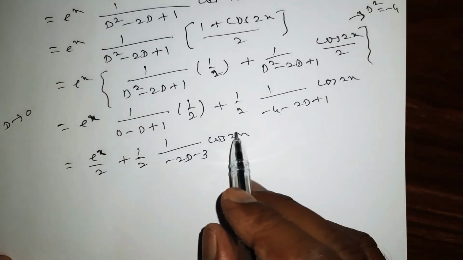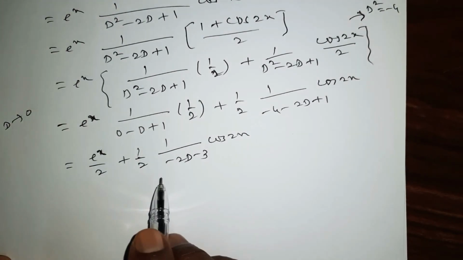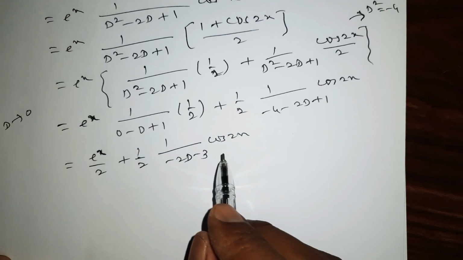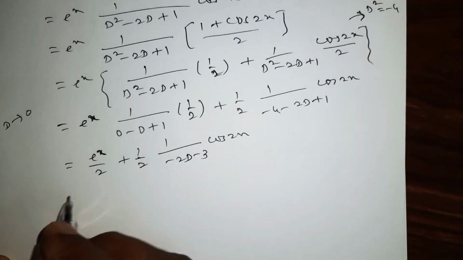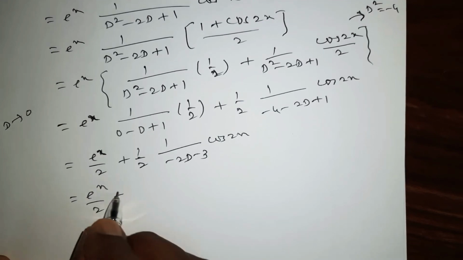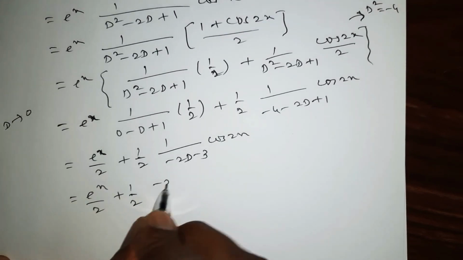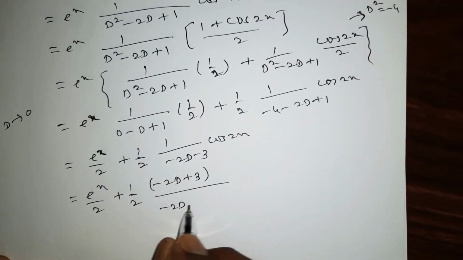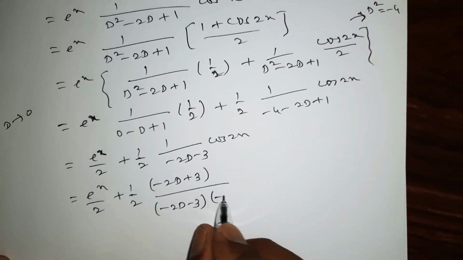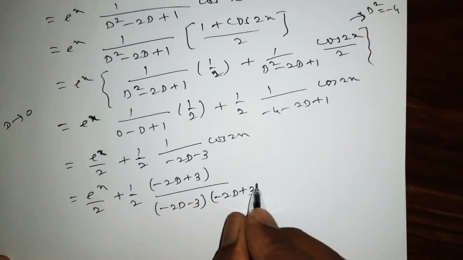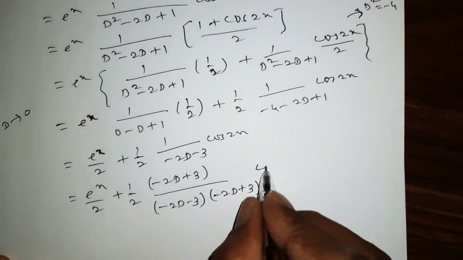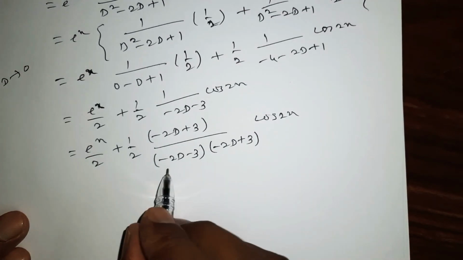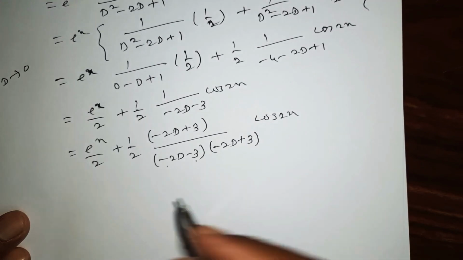Now, for cos and sine, I must have d square in the denominator. It is not there. So, how do I make that d into d square? By rationalizing it. So, rationalize it. E raised to x upon 2 plus 1 by 2, multiply and divide by minus 2d plus 3. Minus 2d minus 3 as it is, and now you have divided by minus 2d plus 3. Understood this step? Note this step. You have to solve so many problems based on this. Correct? Now, this is a minus b, a plus b, a square minus b square, as simple as that.